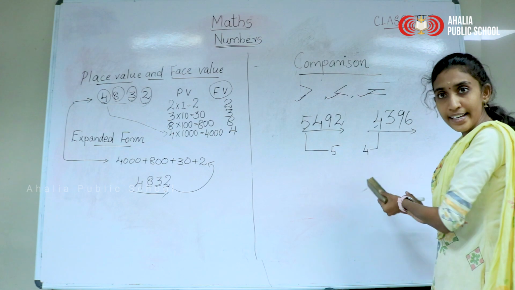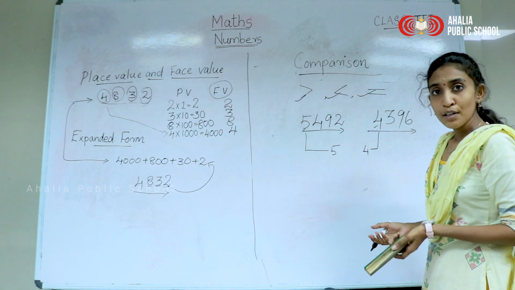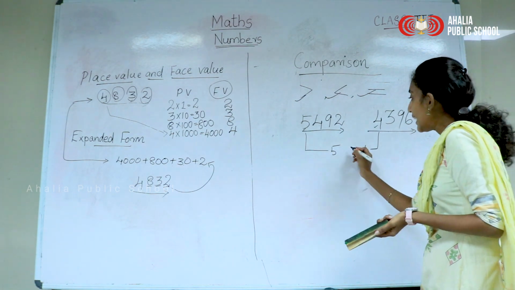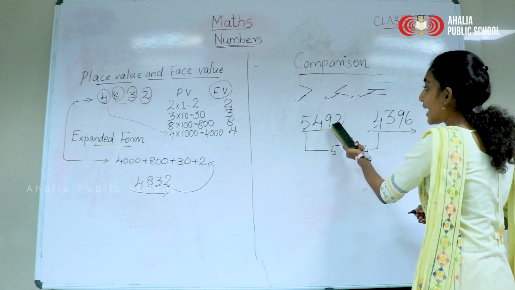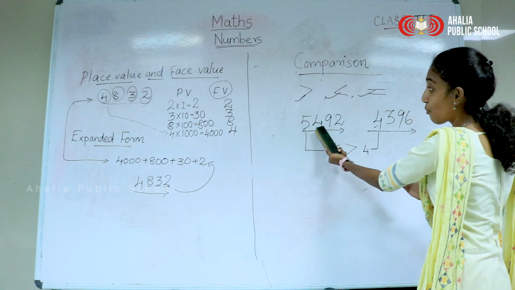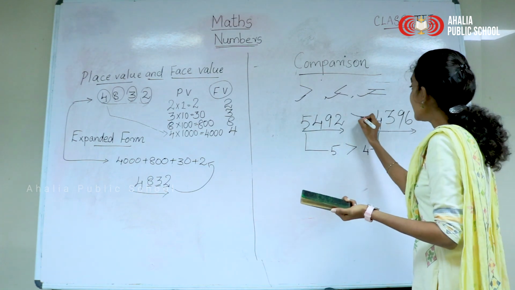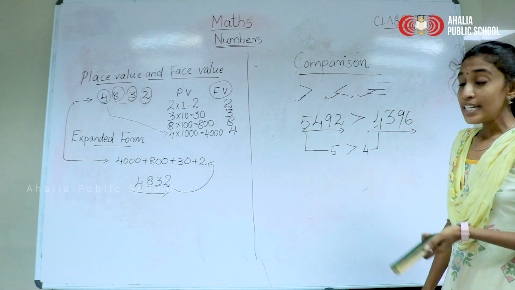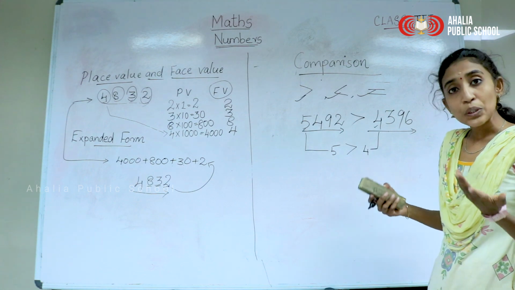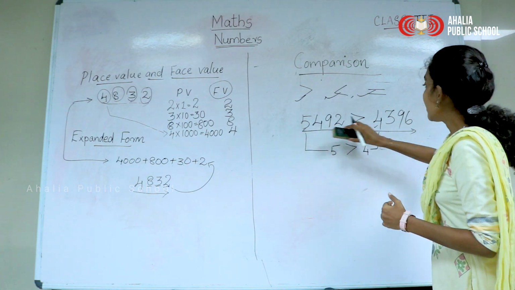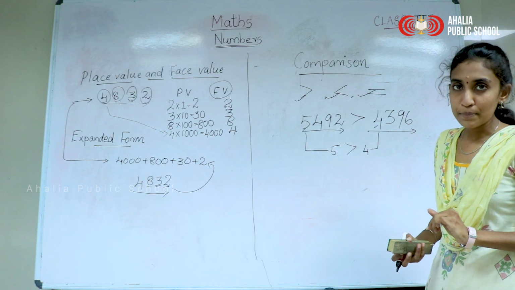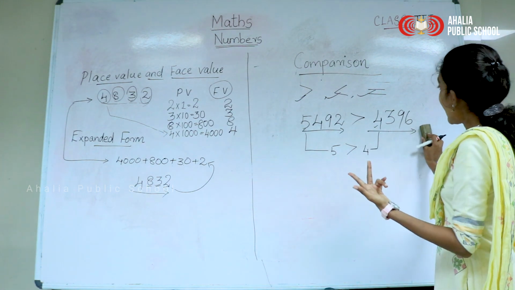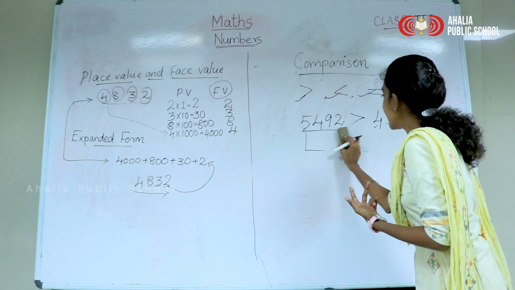So this is easy, right? Which is the greater number? 5 is the greater number, and hence 5492 will be the greatest. So if we have an equal number of digits here and here, we compare the very first digit. Clear, children? Then look at another example.